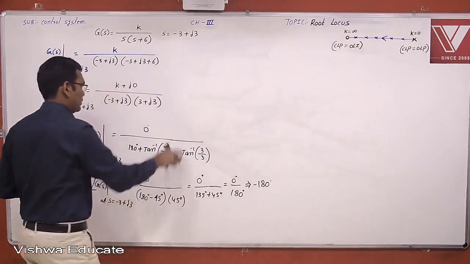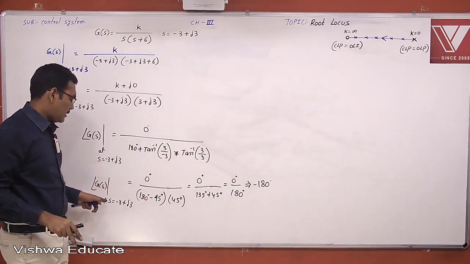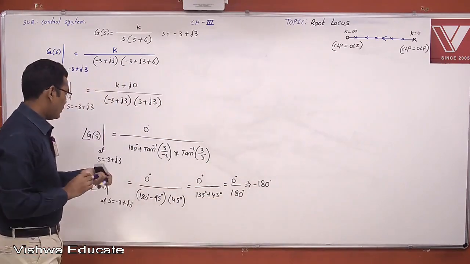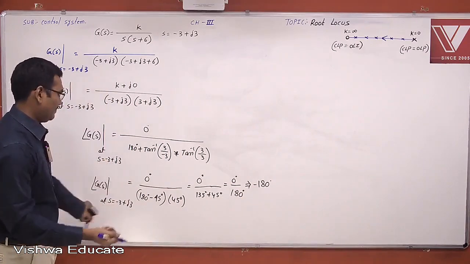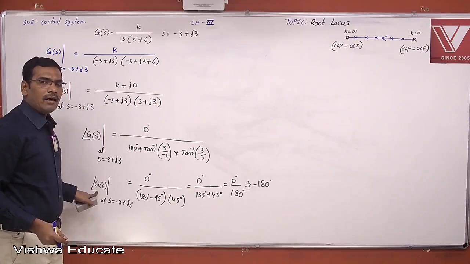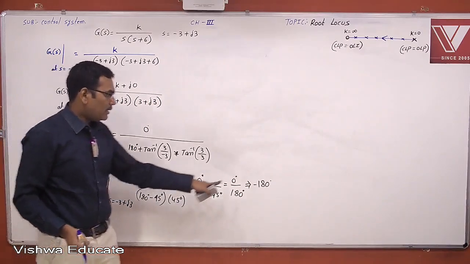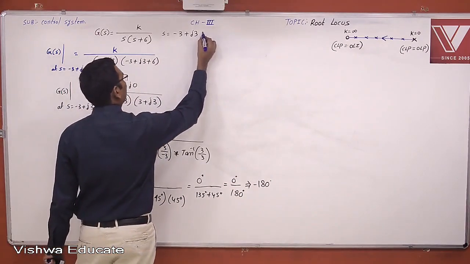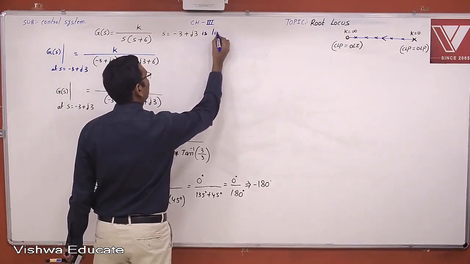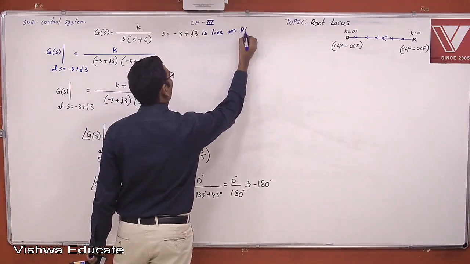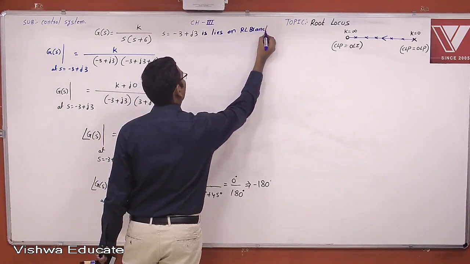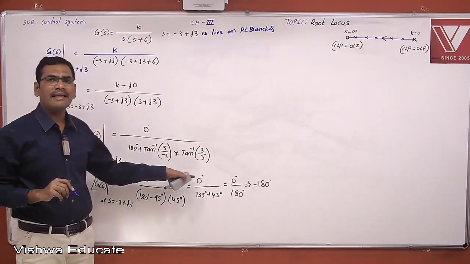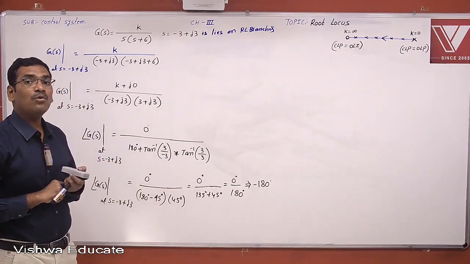Minus 180 degrees. Now the angle of G of S at S equal to minus 3 plus J3 is minus 180 degrees. The angle of the open loop transfer function at this particular point is an odd multiple of plus or minus 180 degrees. Therefore, this point lies on the root locus branches. So it satisfies the angle condition. Therefore, it lies on root locus branches.